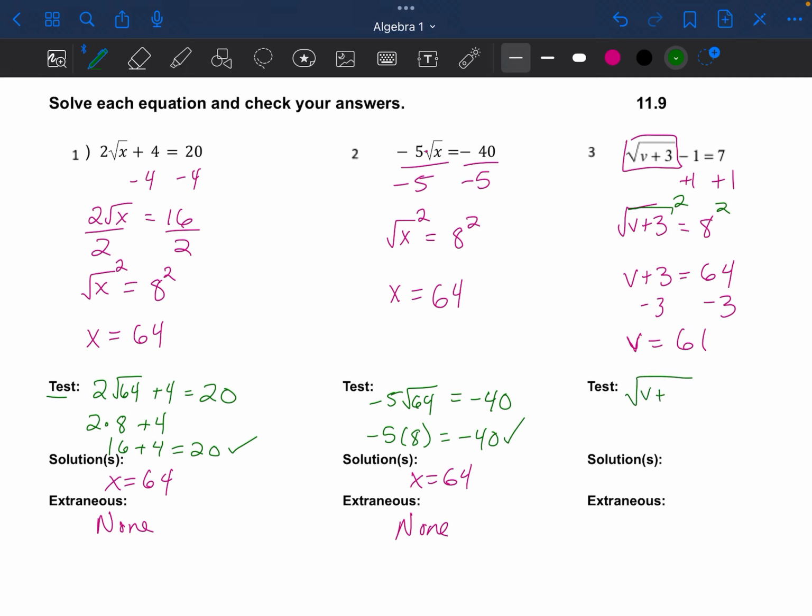Replace v with what we solved for: 61, plus 3, minus 1 equals 7. Square root of 64, when we start inside the square root, minus 1. Do the square root first, keeping with our order of operations. So 8 minus 1, and that does equal 7. So we're good. All these ones were pretty straightforward, so we didn't have any extraneous.